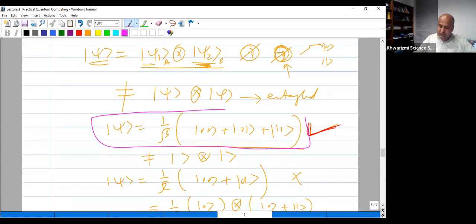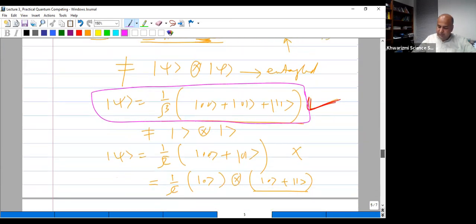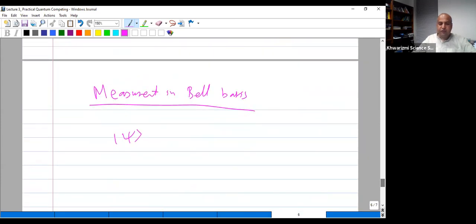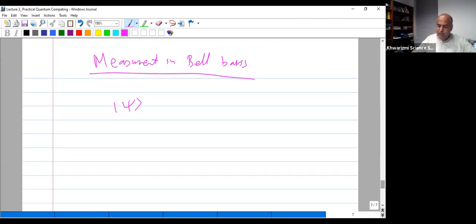So this is a state that is not a Bell state, but it is also not a product of two states. So it means it has some degree of entanglement in itself. So how do we do that? For that, we can do a certain measurement. And that measurement actually is just the opposite of the Bell circuit. So it goes like this, that you first apply the CNOT gate and then apply a Hadamard gate.